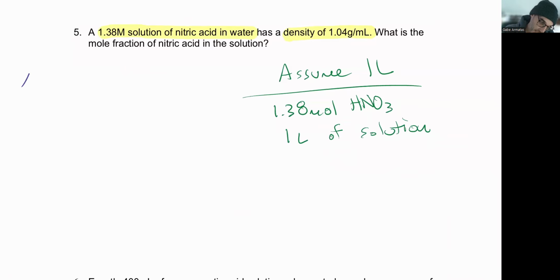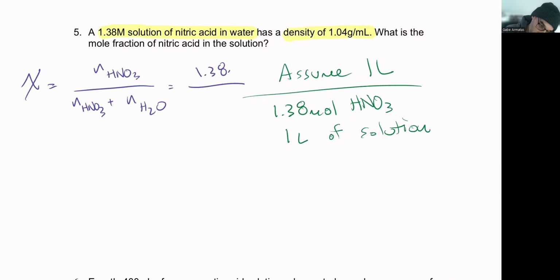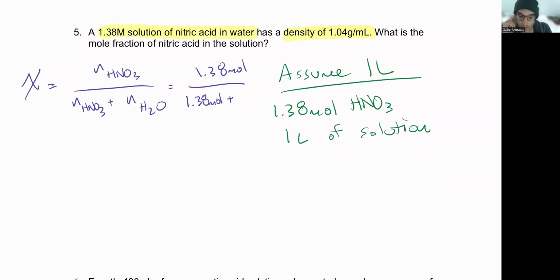So again, we're going to start at the end. Mole fraction is equal to moles of HNO3 over moles of HNO3 plus moles of water. Not times 100. This is going to be a number between 0 and 1, but I just need to figure out moles. Do I have any of those? Absolutely, I do. I guess I'll do it up here. I have 1.38 moles of HNO3. So really all I need is the moles of water.